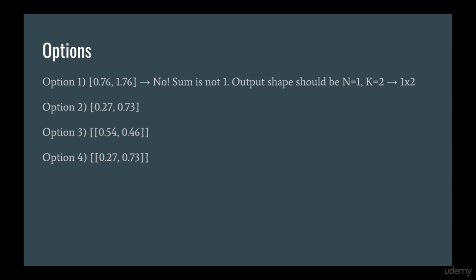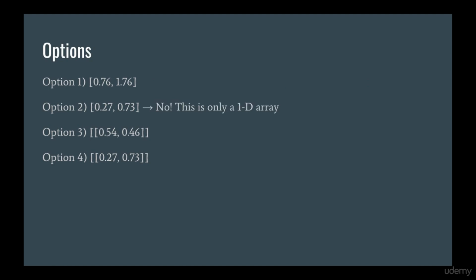Let's first go through the incorrect answers before we get to the correct answer. 0.76 and 1.76 can't be correct because the sum is not 1. Also, the output should be two-dimensional. The first dimension should be 1, meaning we have one sample, and the second dimension should be 2, meaning we have two classes. 0.27 and 0.73 also can't be correct for this same reason. This is only a one-dimensional array.